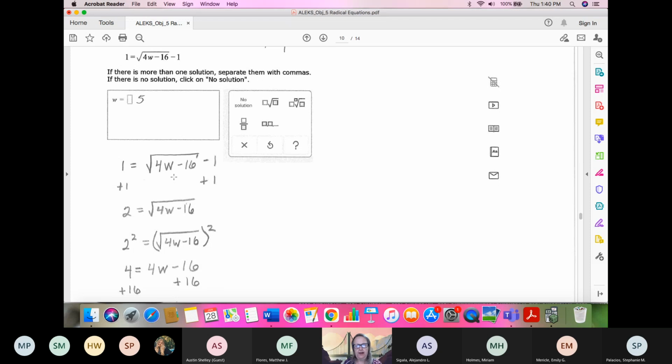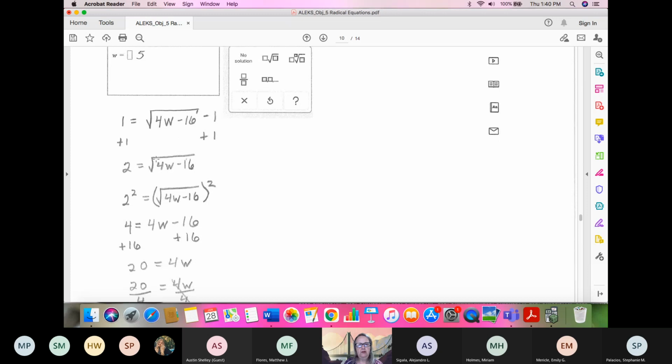We want to isolate the radical, which means get the radical on one side by itself and nothing else. So we've got -1 here. We want to move that. The opposite is adding 1 to both sides. So we get 1 plus 1, which is 2. And on this side, the -1 plus 1 is 0, plus what's left is just what's left, which is this square root.